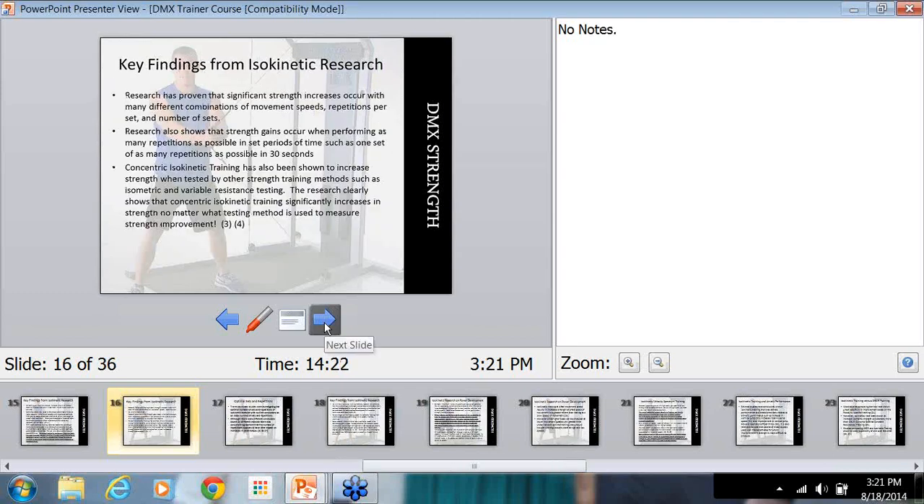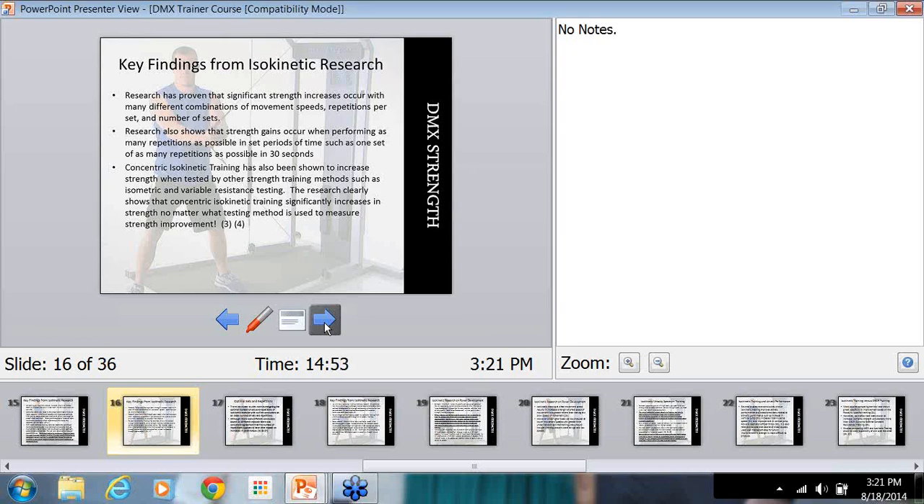Other key findings. There are significant strength increases from many different combinations of movement speeds, repetitions per set, and number of sets. There are many, many different possible combinations, and many of them have been shown to work, just like other training methods like free weights, for example. Research has also shown that strength gains occur when performing as many repetitions as possible in set periods of time, such as one set of as many reps as possible in 30 seconds.